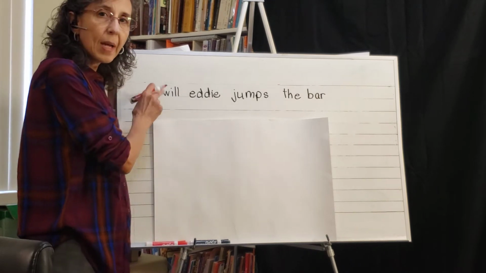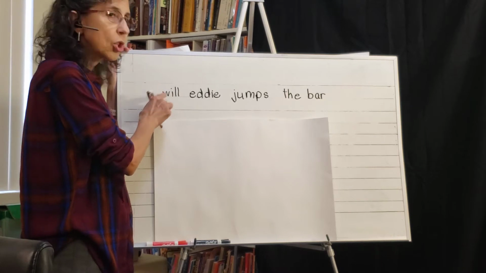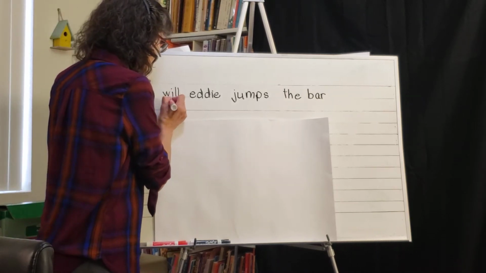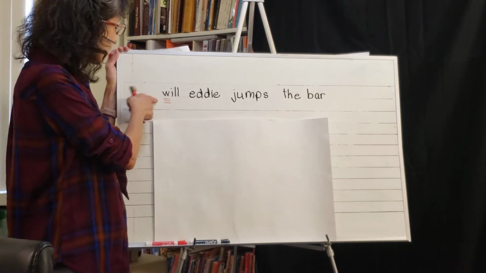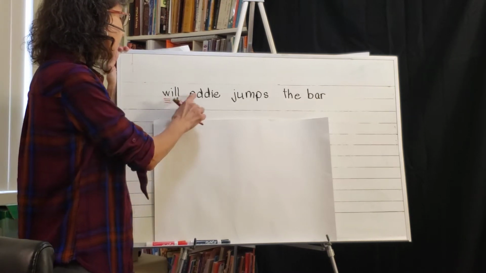And what do we know about every single sentence? Every single sentence should begin with a capital letter. So what should we put underneath? Three underlines. If you said that, you are correct. Now, what's the next word? Will Eddie.